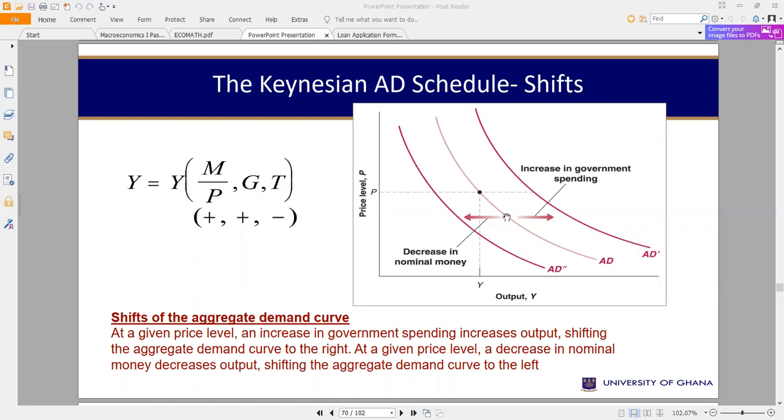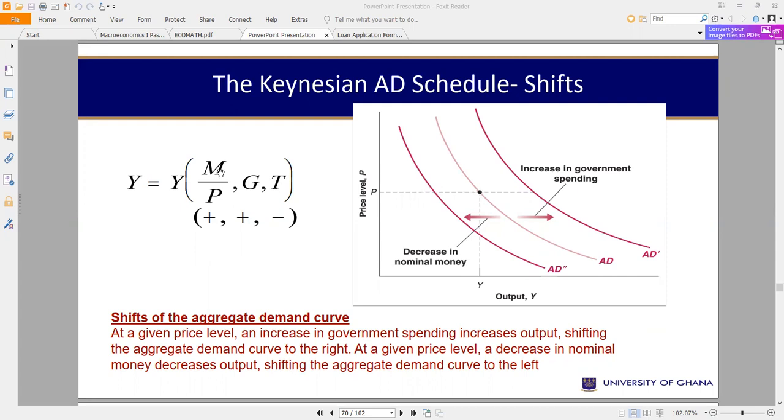So the aggregate demand curve will shift to the right. And this would mean that even at the same price level, there's an increase in what? An increase in Y. Okay, so any change in government spending, if it's an increase, it will move to the right. If it's a decrease, it will move to the left.